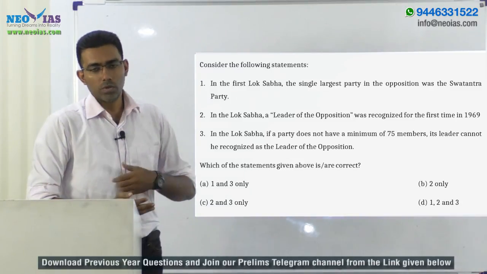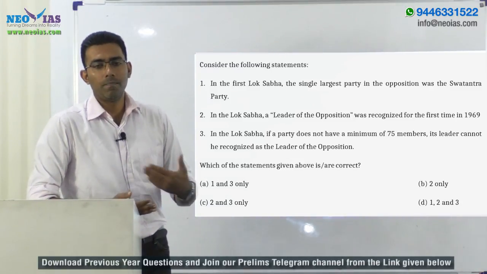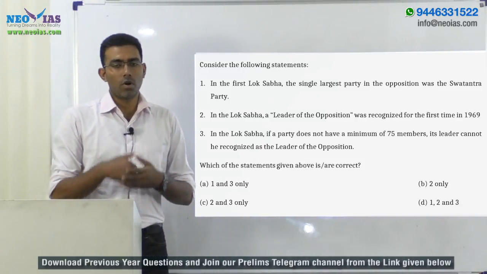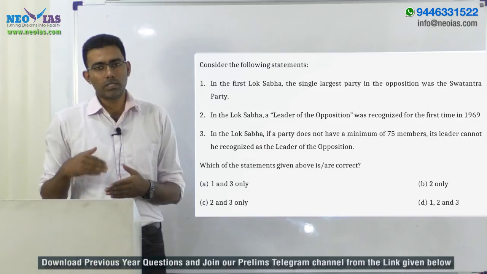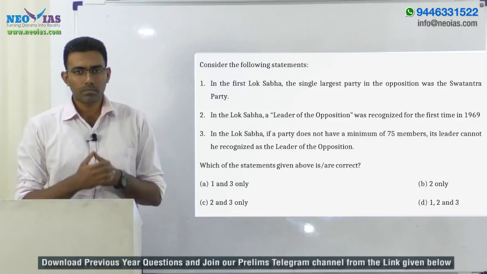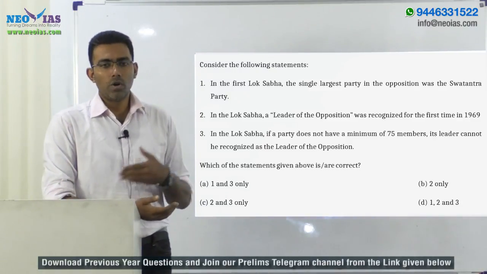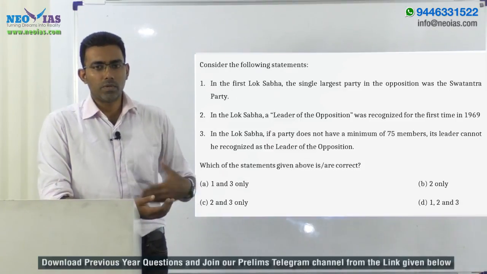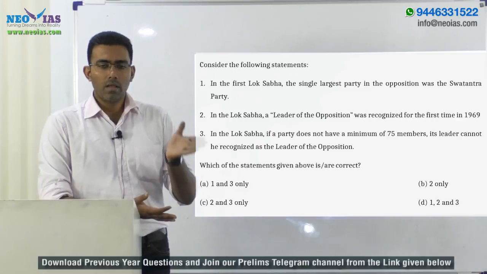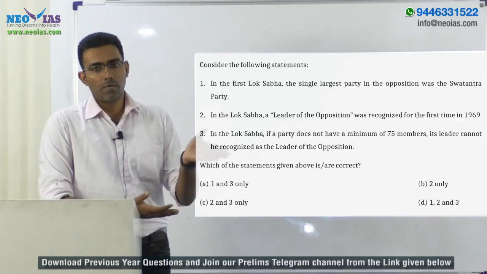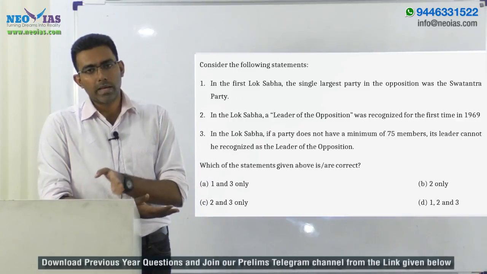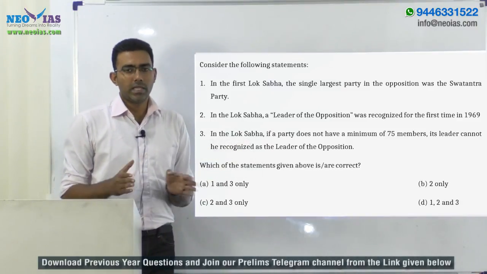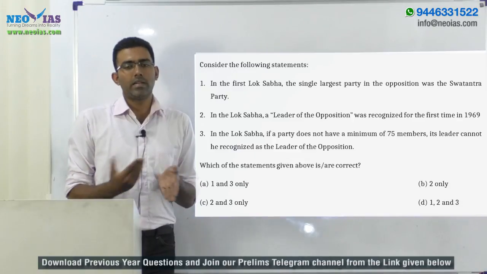Even this was in the news, repeatedly said, that the Congress right now does not meet the minimum requirement. That's the reason it is not known as the leader of opposition in Lok Sabha, and that's why it was currently in the news. So you know that for a party, or its leader, to be recognized as leader of opposition, the party needs to have at least 10%.